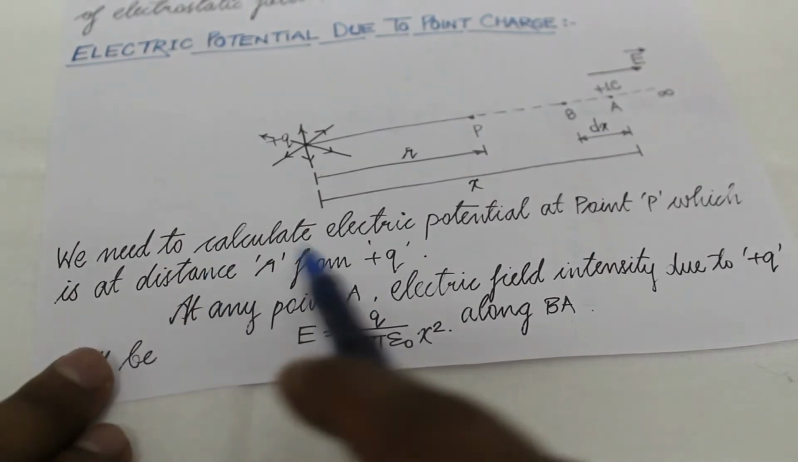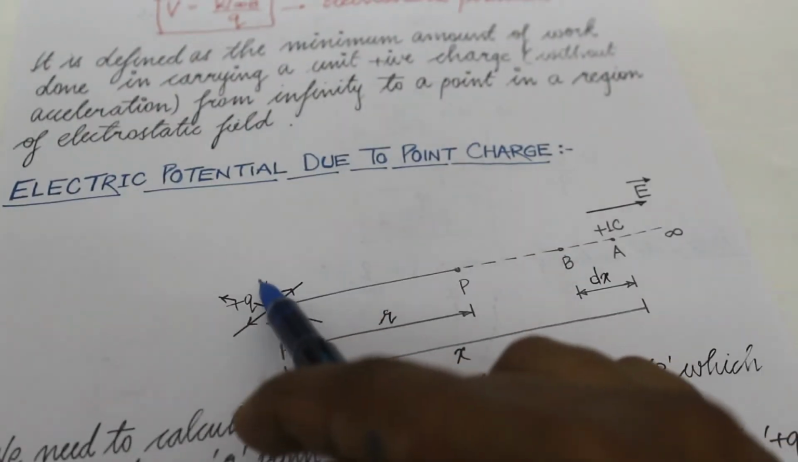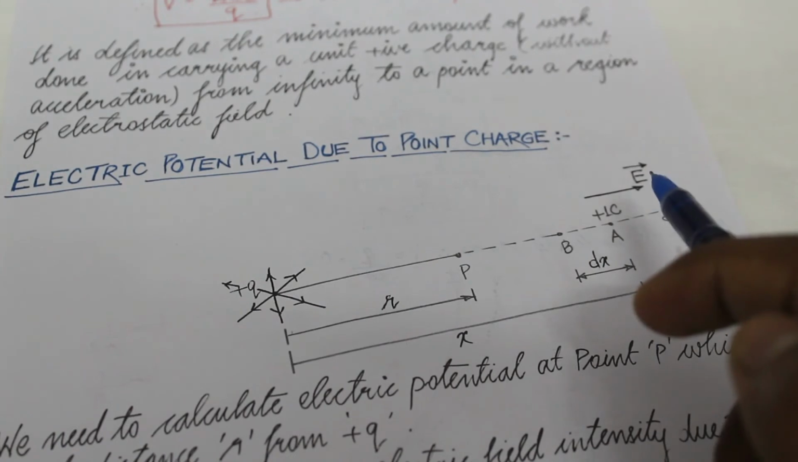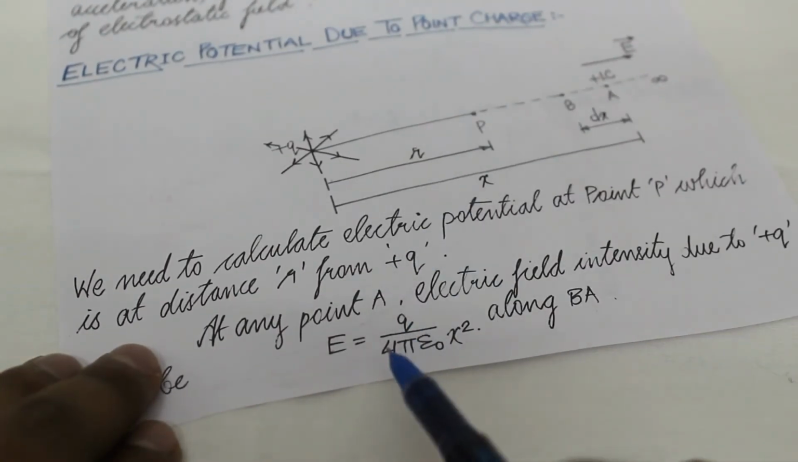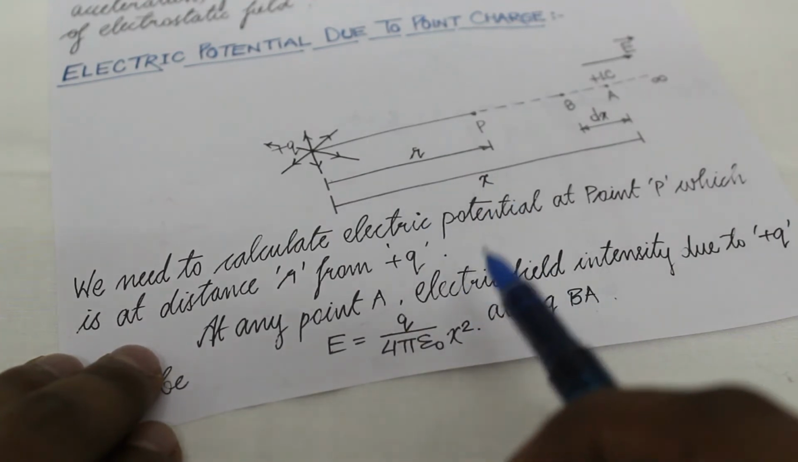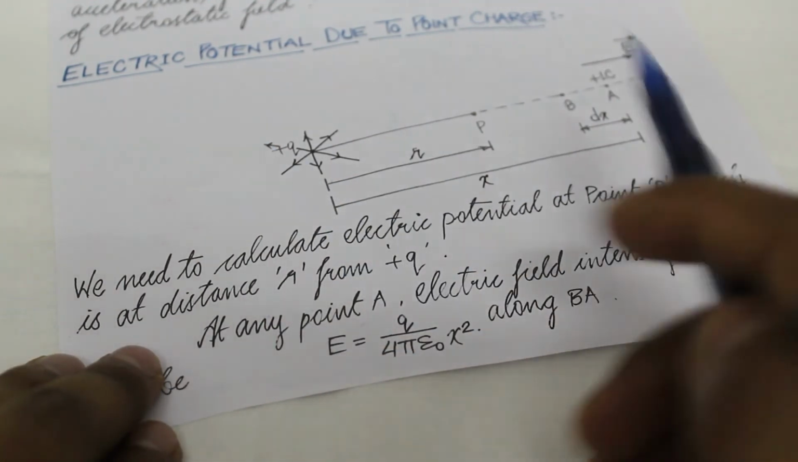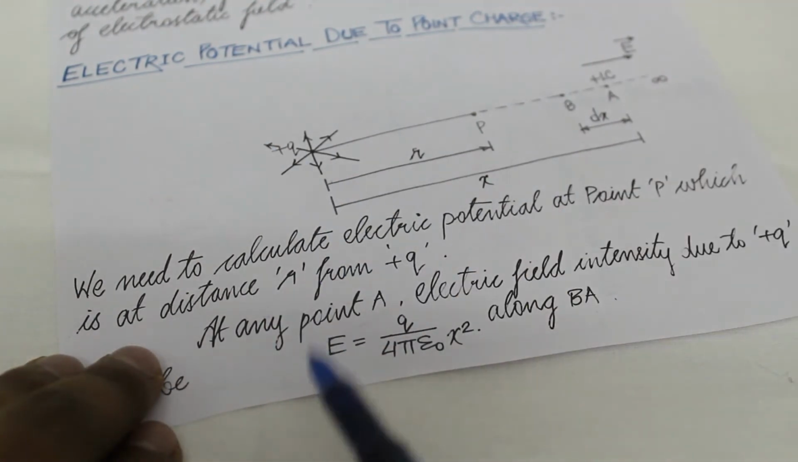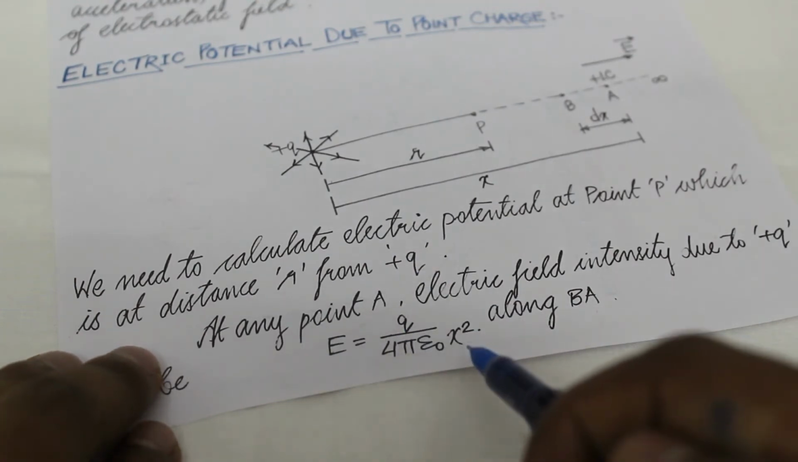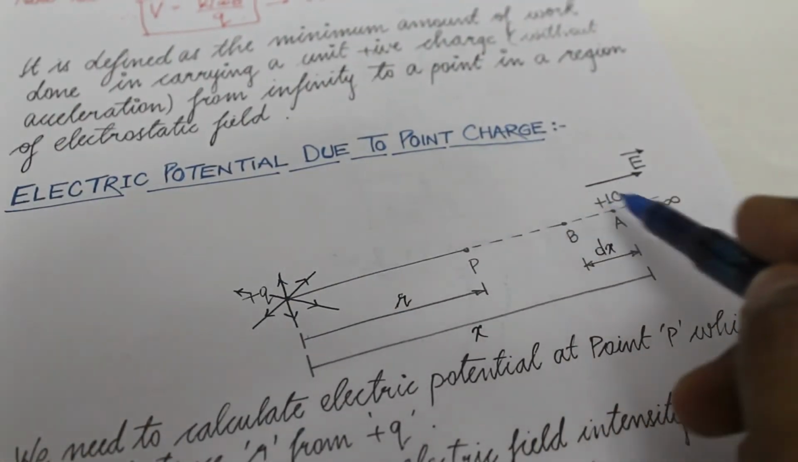As we know, at any point A, the electric field intensity due to the plus Q charge will be given by 1 by 4 pi epsilon naught, Q upon 4 pi epsilon naught R square, and the R here is X. R is basically the distance of the point from the charge, and here it is X. So the intensity of the electric field will become Q upon 4 pi epsilon naught X square along BA. Since it is a positive charge, the direction will be along BA.